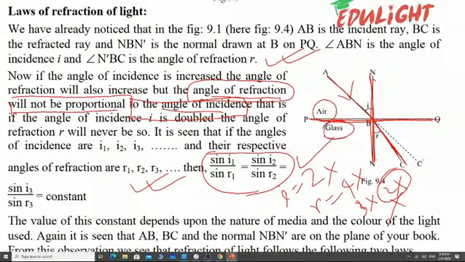One is the rarer medium, that is air, and the other is the denser medium, that is glass. It has separated two media. As a result, we are calling this line, PQ, the surface of separation, SOS. And this is called the normal, this is the incident ray, and this is called the refracted ray.